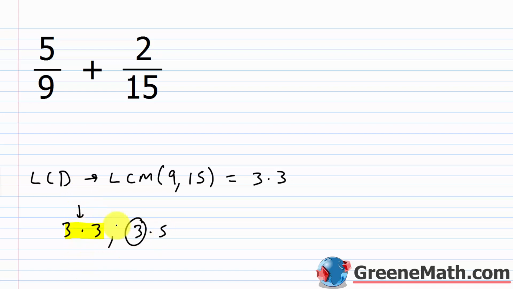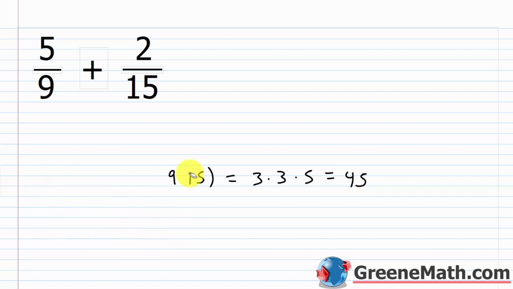Then I have a 5 here. It doesn't occur in the prime factorization of 9, so I just throw that in there. So 3 times 3 is 9, 9 times 5 is 45. So the LCD, or the least common denominator, is going to be 45. Now what do we do with this information, right? We don't just get 45 and then turn in the test.